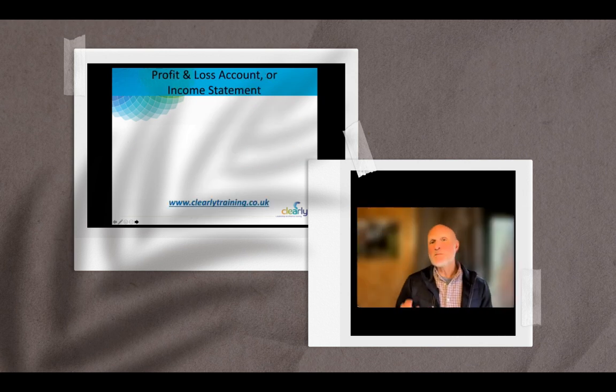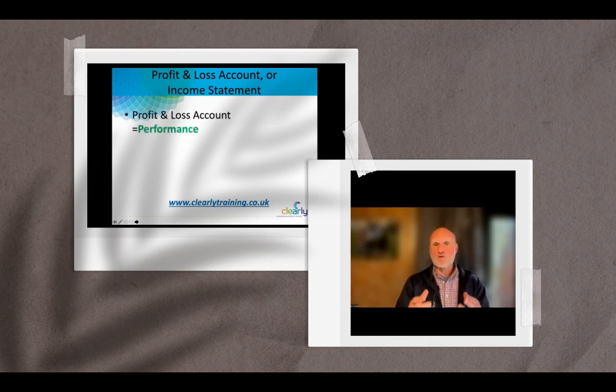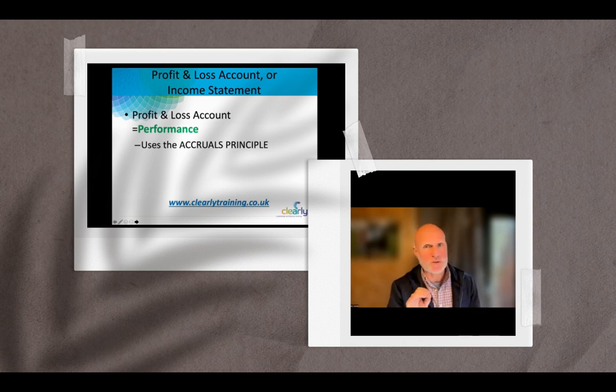Now, something I need to mention at this stage is that when you prepare a profit and loss account, that statement that shows us the performance of the organization over our period of time, then that profit and loss account is prepared using something really, really important called the accruals principle. The accruals principle. And the accruals principle is the way the accountant thinks when he or she is deciding what to put into that profit and loss account.